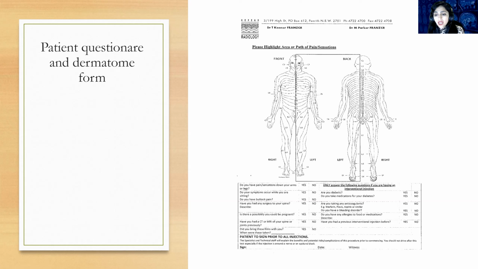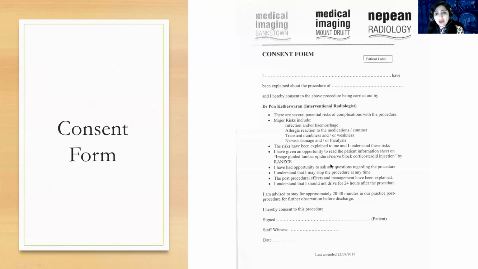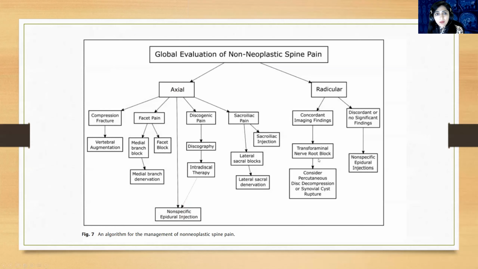Another important question to ask is about any anticoagulants, because if the patient is on an anticoagulant, they have to stop it before coming for spinal injections. So these are the important questions we have to ask all of our patients. This is the consent form. We take consent from the patient and get it signed. All the side effects are written in the consent form.